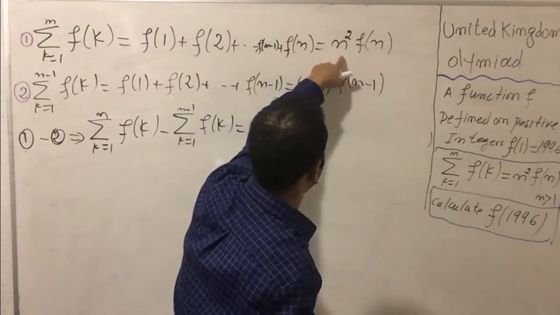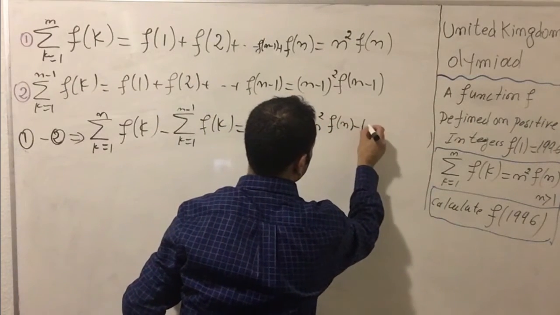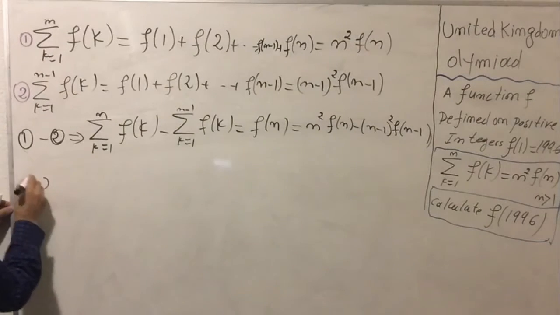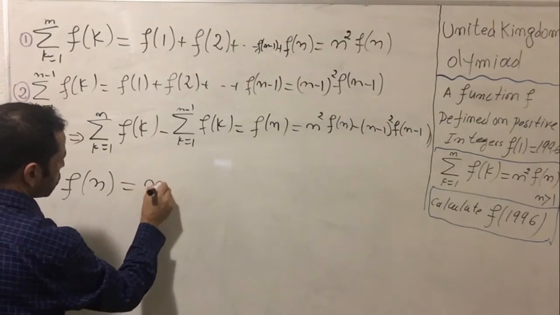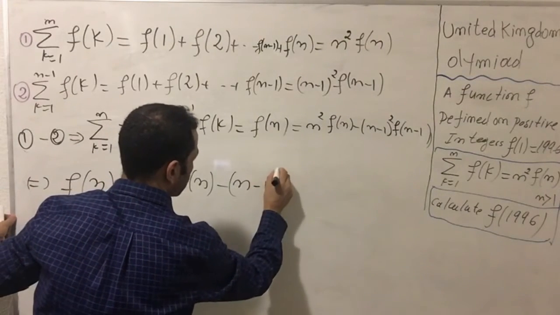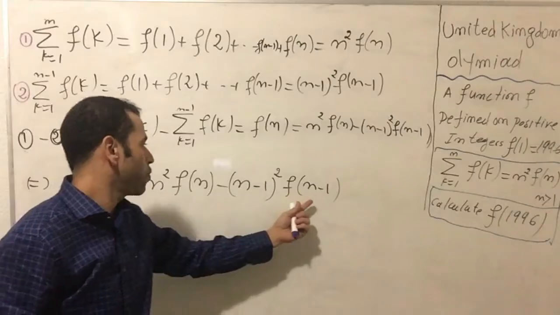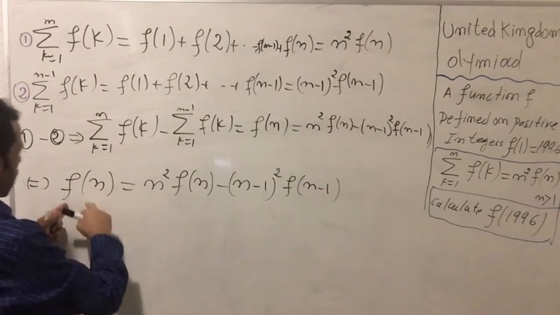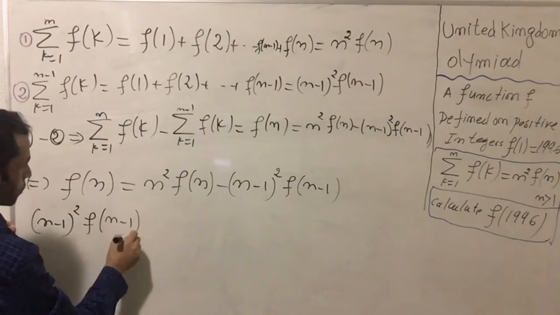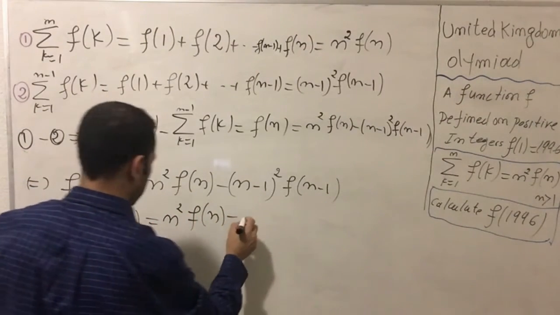So the first equation minus the second equation gives f of n equal to n squared f of n minus (n minus 1) quantity squared multiplied by f of n minus 1. Now I'm going to bring (n minus 1) squared f of n minus 1 to the other side, and I will also bring f of n to the other side. So I will have (n minus 1) squared f of n minus 1 equal to n squared multiplied by f of n minus f of n.